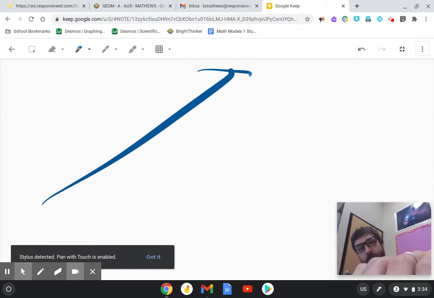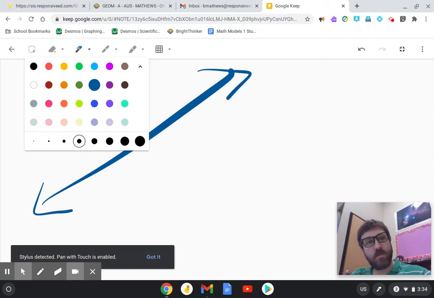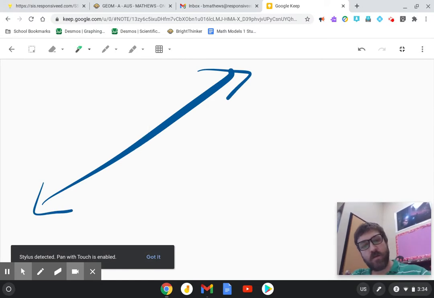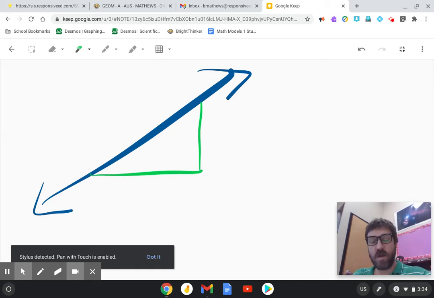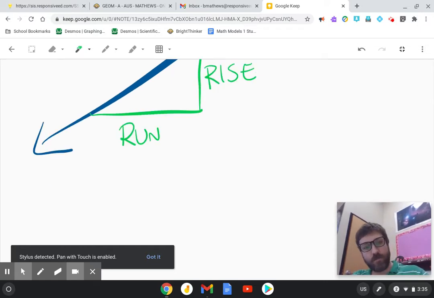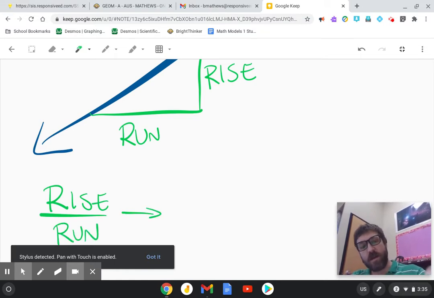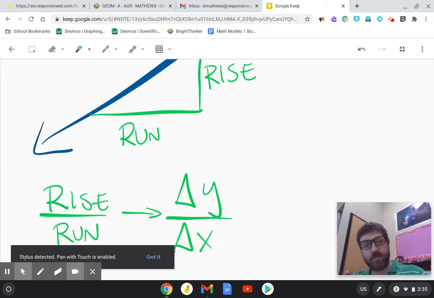between how much the line goes across in relationship to how much it goes up. So we call this the rise. We call this the run. And the value for the slope is the rise divided by the run. Mathematically, that also can be known as the change in y over the change in x.